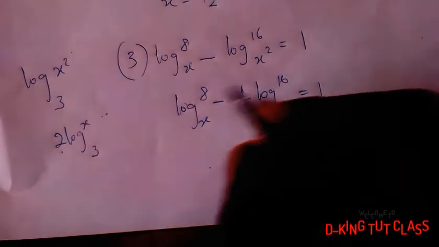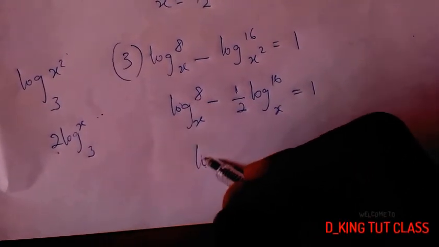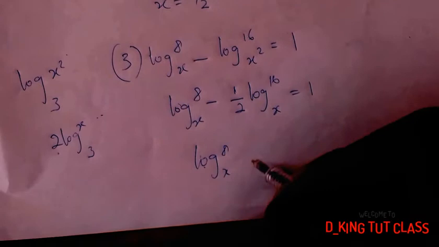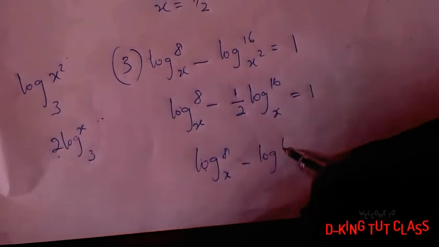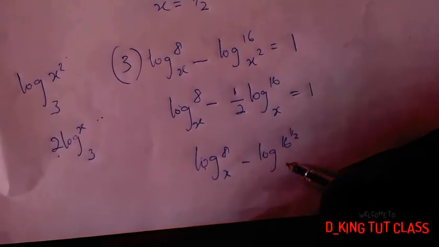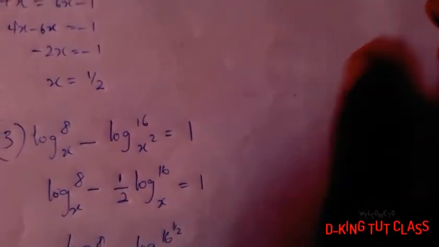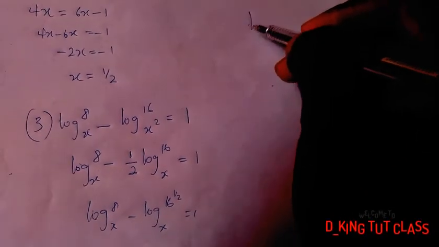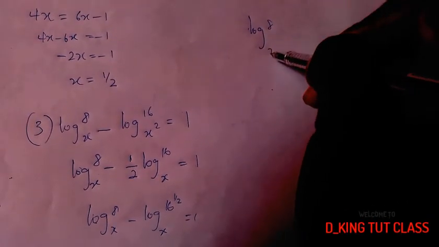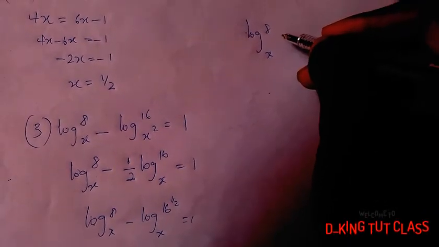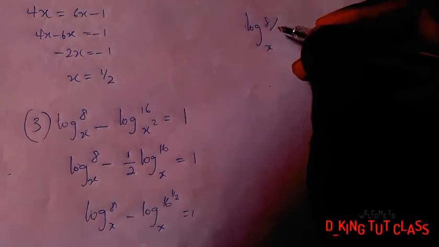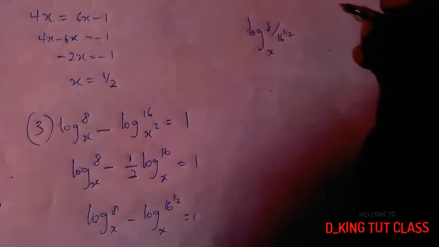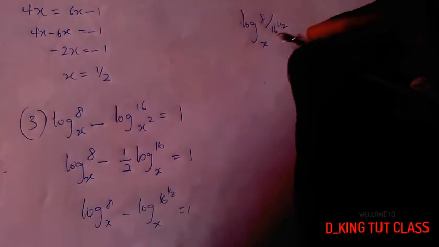Of which I can now bring 1 over 2 up. That becomes log 8 base x minus log 16 raised to power 1 over 2 base x equals 1. Okay, so from there, what will I have? I'll be having log 8 base x over 16 raised to power 1 over 2, since they have the same base, equals 1.